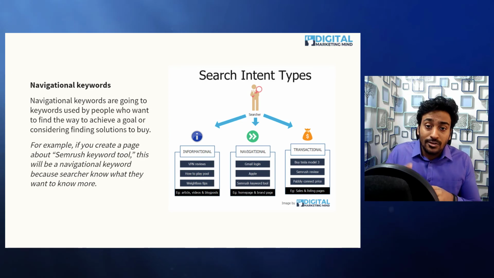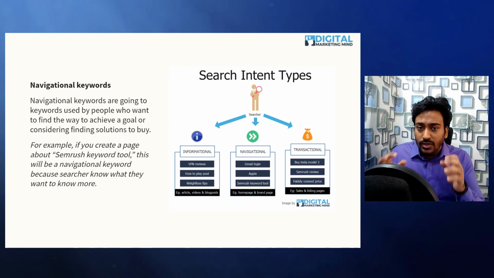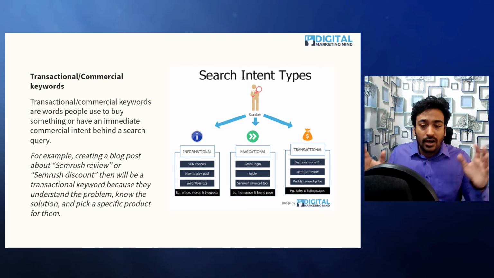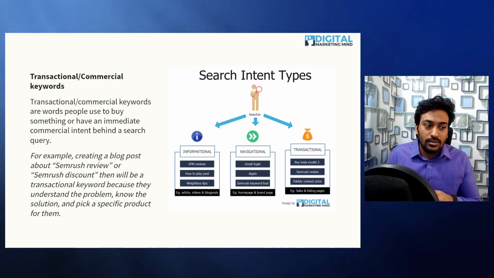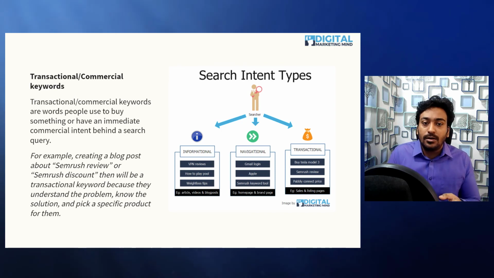Usually the pages you will find ranking for these are home pages, brand pages, service pages, all these examples. The third and final, where I try to combine both of these together, is transactional or commercial keywords. Transactional commercial keywords are words people use to buy something or have an immediate commercial intent behind that search query. These are the most valuable if you want to make a sale or sell services.